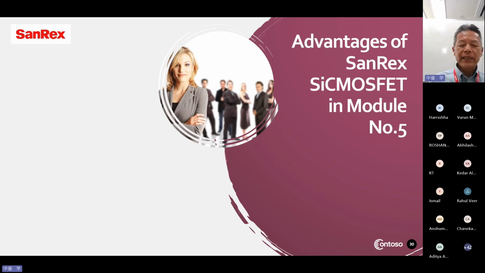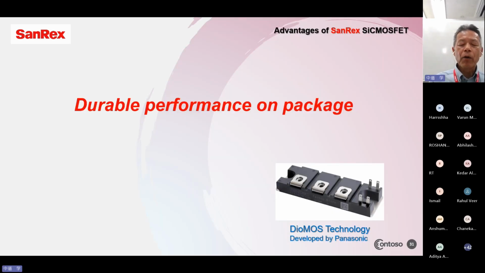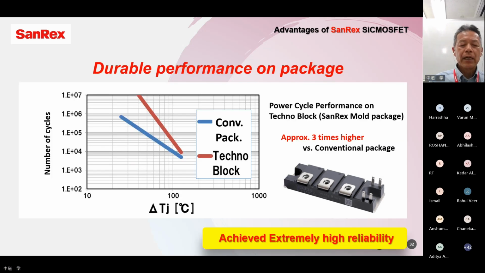And next, advantage number 5, durable performance of the package. Let me show you the graph. This is delta TJ versus power cycle. Our power cycle in the Technoblock new package is 3 times higher versus the conventional package. So very, very high reliability.